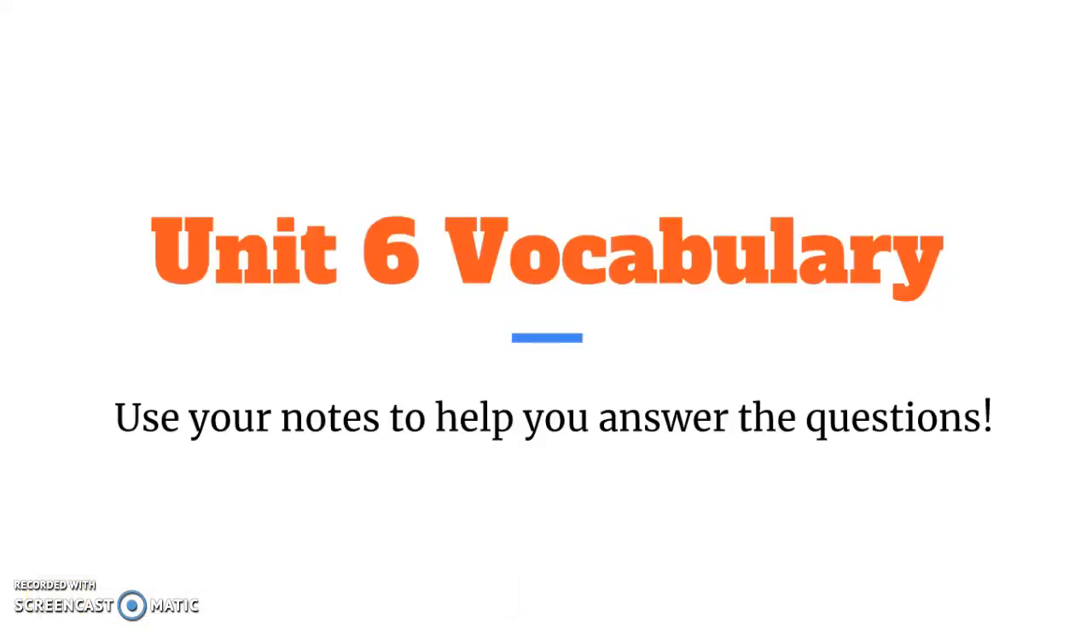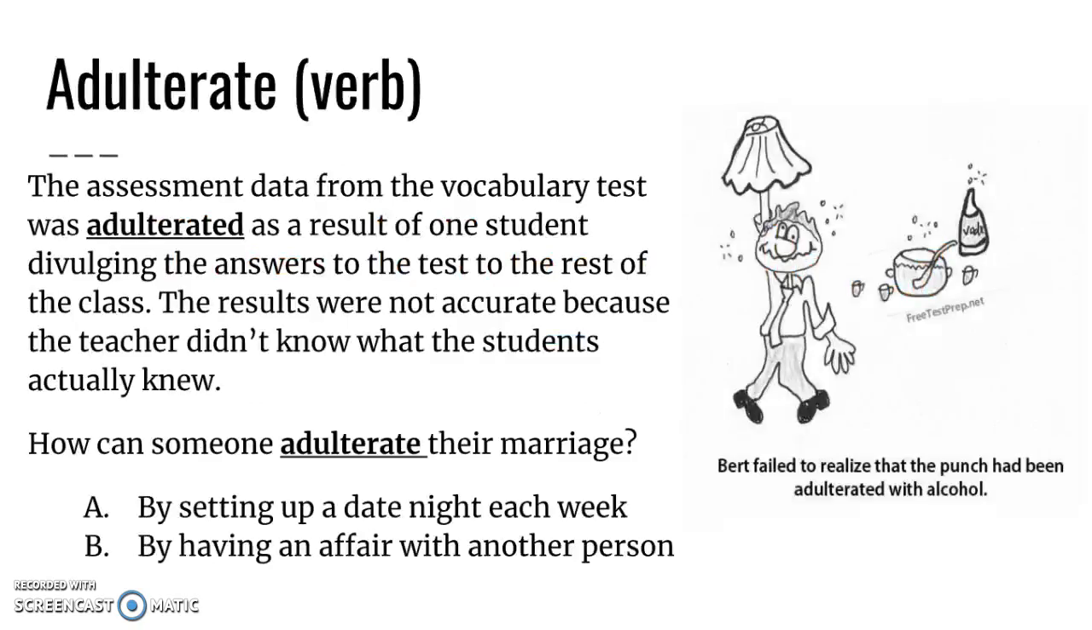Unit 6 Vocabulary. Please use your notes to help you answer the questions. Adulterate. The assessment data from the vocabulary test was adulterated as a result of one student divulging the answers to the test to the rest of the class. The results were not accurate because the teacher didn't actually know what the students knew.